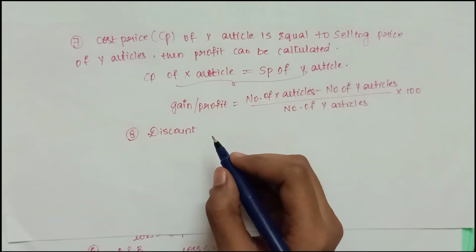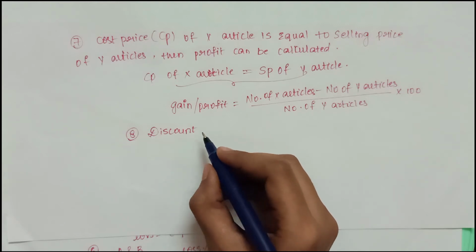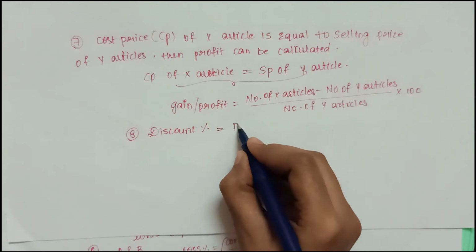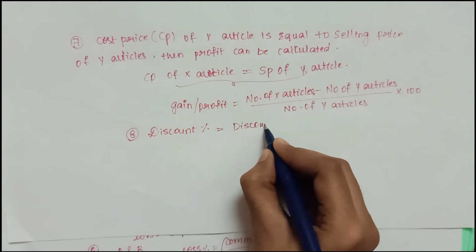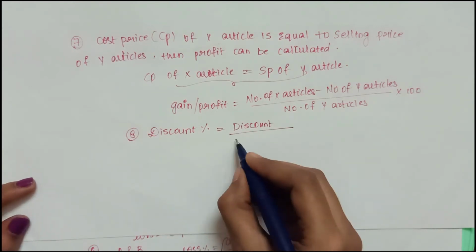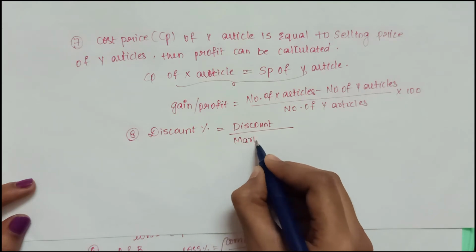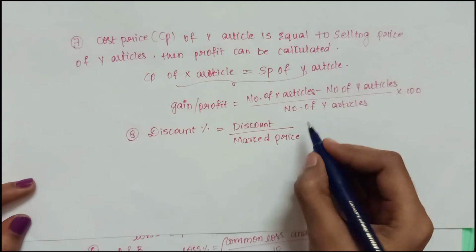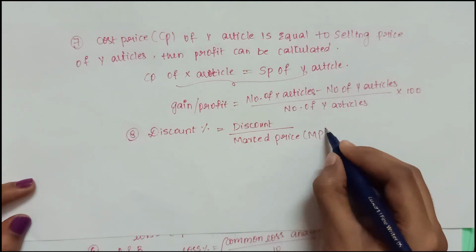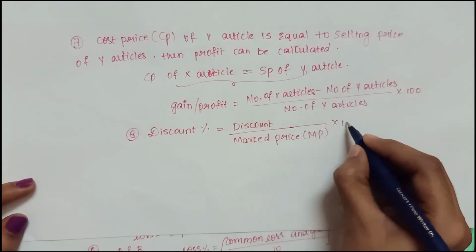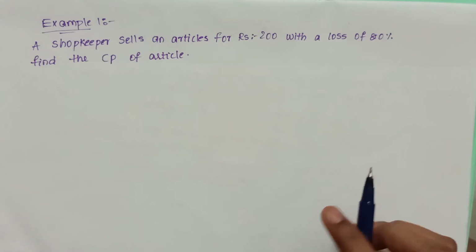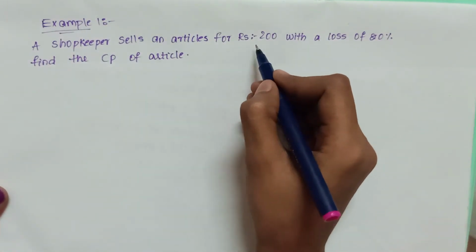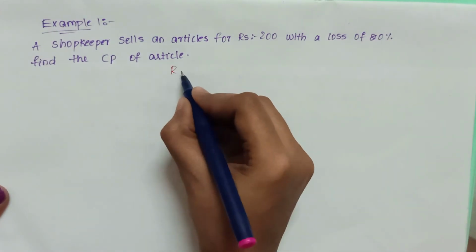Now eighth one, whenever you find discount in a question, use this formula. Discount percent is equal to discount by marked price, that means fixed price, MP, into 100.